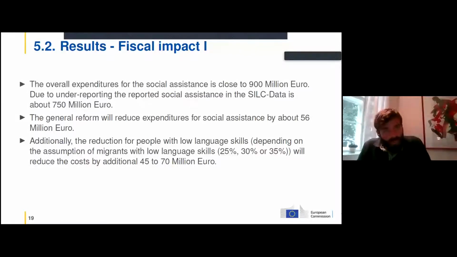Well, to show you now the results depending on the reform, we analyzed this reform and we saw that the overall expenditures for social assistance in Austria were close to 900 million. We expect that the general reform would reduce these expenditures by about 56 million. Additionally, the reduction for people with low language skills would reduce this by about 45 to 70 million euros, depending on how many people are really affected, because we can only estimate the people that are really affected by this reform.